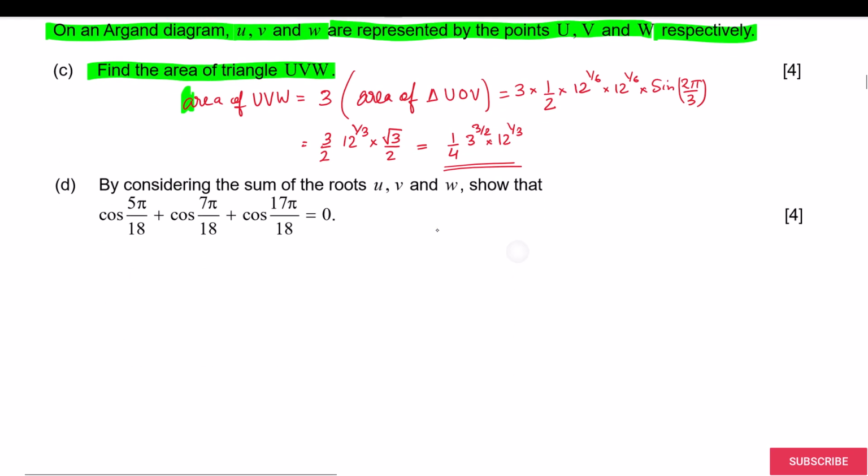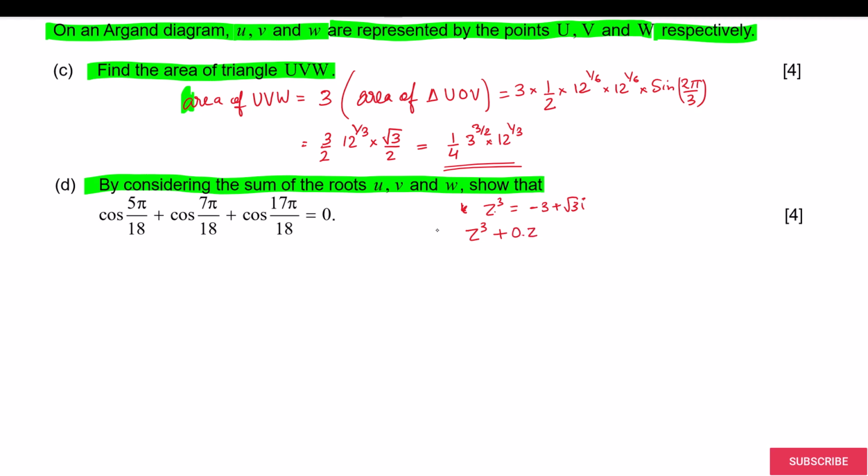Next part: by considering the sum of the roots u, v and w, show that this holds. We know the equation we started with was z cube equals -3 plus root 3 iota. If we take it to one side, we get z cube plus 0 times z square plus 0 times z plus 3 minus root 3 iota is 0.